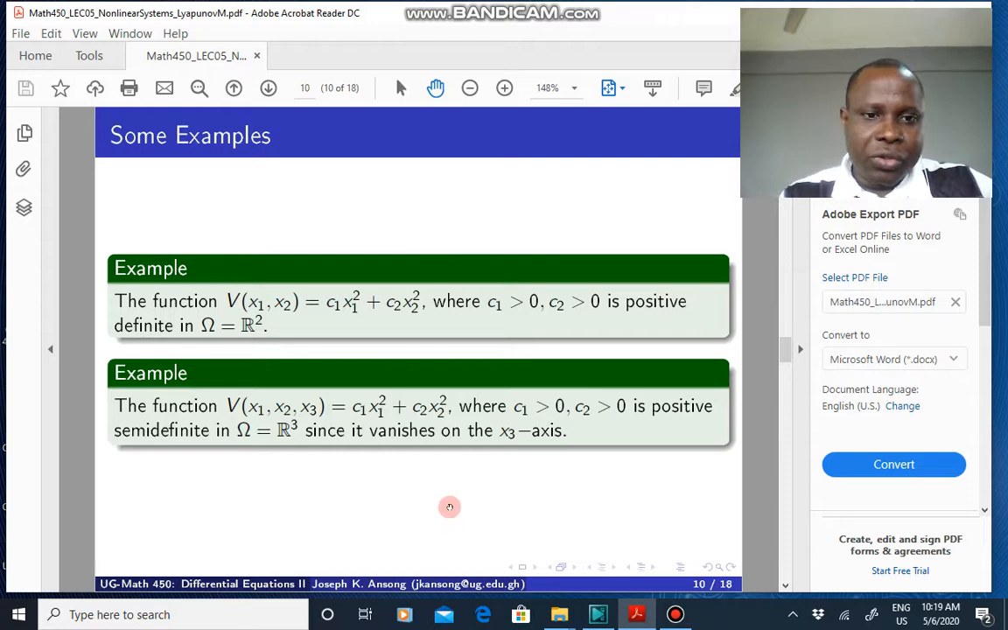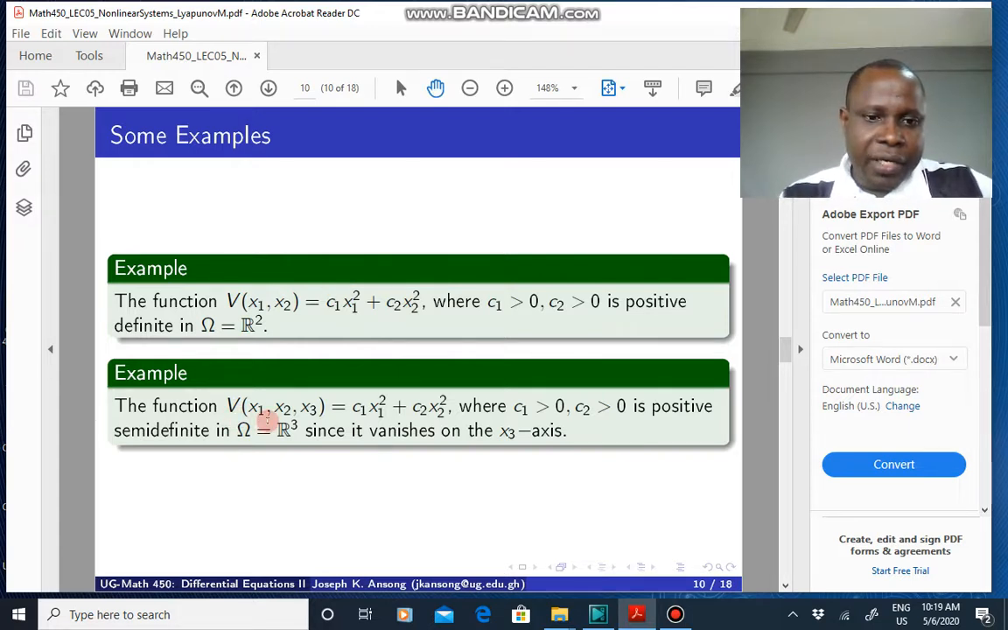Here are two useful examples. The function V, which is a function of x1 and x2, equal to c1 x1 squared plus c2 x2 squared, will be positive definite. Of course, for c1 and c2 positive, this will be positive away from (0, 0). So it is said to be positive definite.